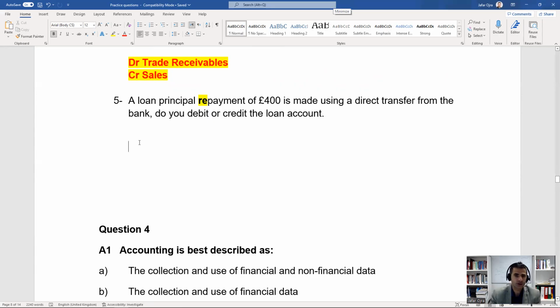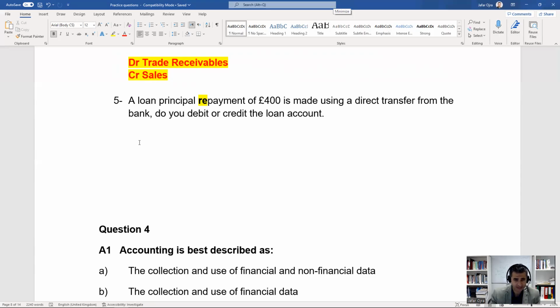A typical loan, if the business took a loan from the bank, a typical transaction would be that you credit the bank loan. You credit the loan. Why do you credit the loan? Because a loan is a liability and liability goes up. Yeah. Liability goes up on the credit side. This is a typical one.